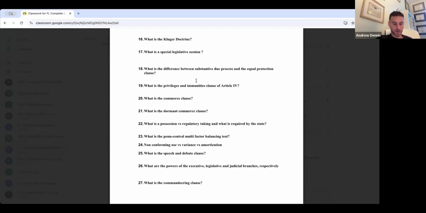What's the difference between substantive due process and the equal protection clause? So substantive due process is when everyone's rights are being impacted, and equal protection is when a specific group is being targeted.